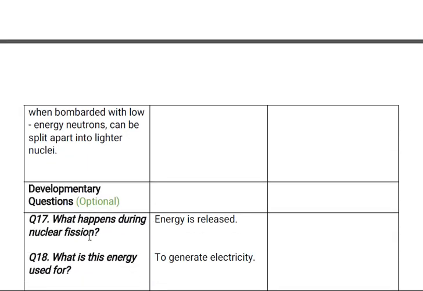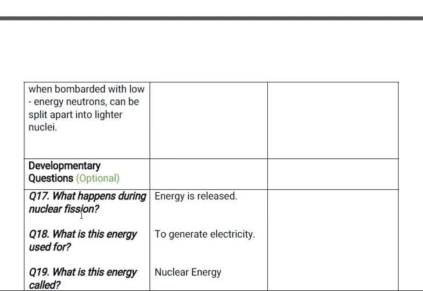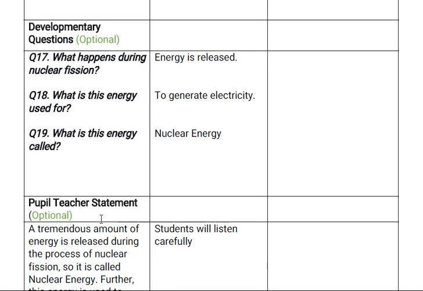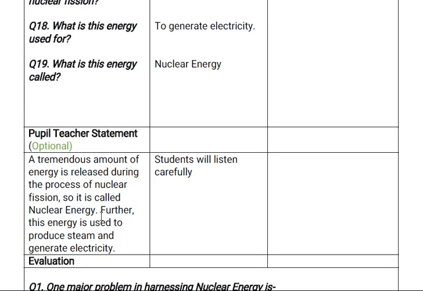Again, next set of developmental questions. Now she asked about fission, what happens during nuclear fission, what this energy is used for, and then again she explained the topic. So one teaching point can involve 2 to 3 topics, not more than that. Or you can also take one topic. It's not necessary that you have to take 2 to 3 topics. If your topic is quite large, quite lengthy, then you may break it into 2 to 3 parts.